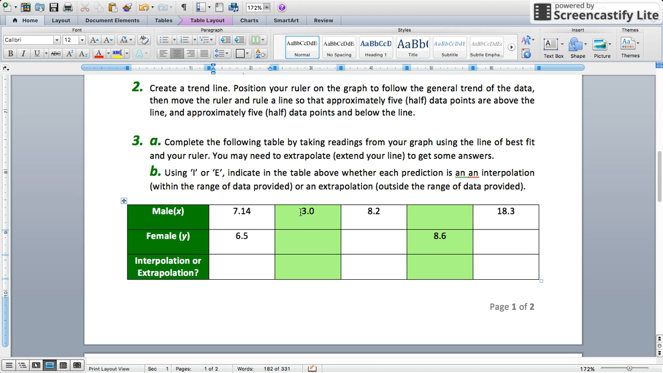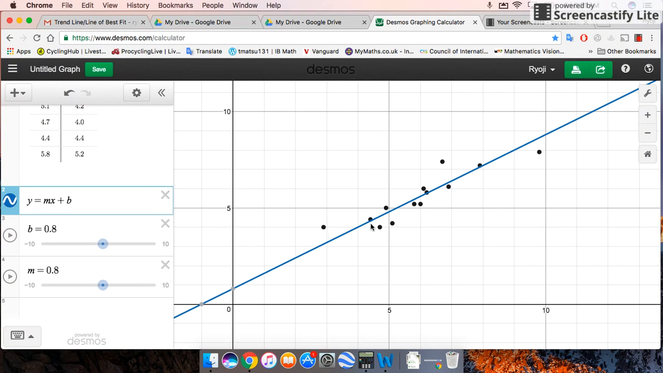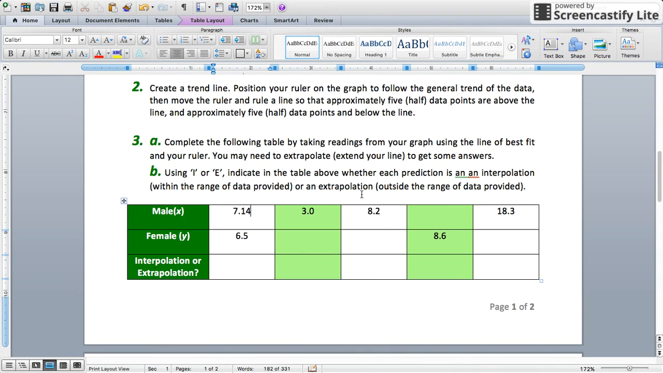Now we're going to go to male for 3.0. Male is the X value. So the X value of 3.0 is going to be right here. So Y value 3.208, so 3.2. And then a male value of 8.2. I'm going to let you fill in the rest of this based off of your trend line.